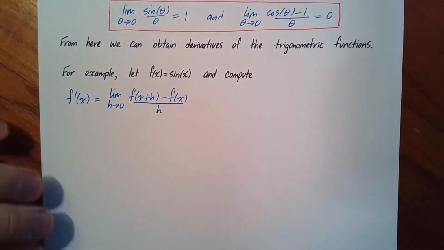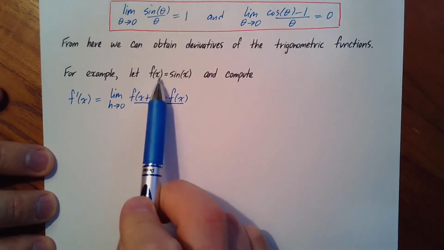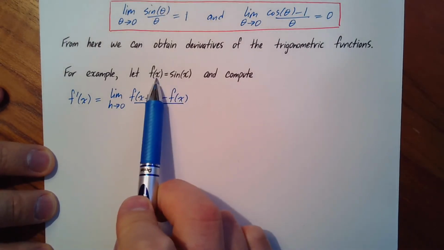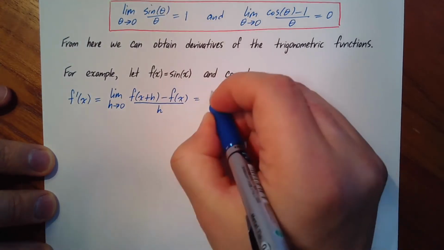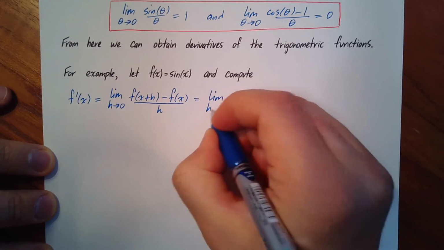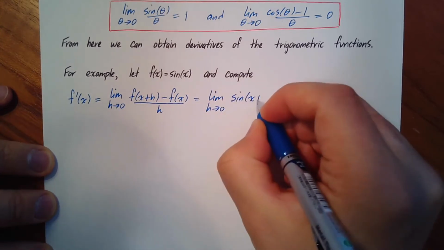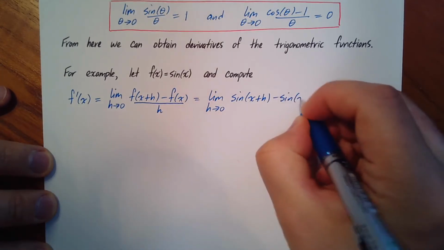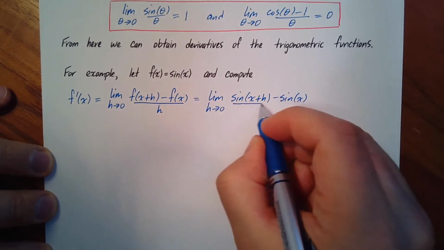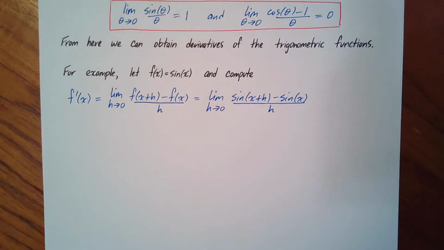And then the very next step is pretty much always going to be just replace the function f with what it actually does, which is if you plug in a number to the function f, it returns the sine of that value. So let's apply that here. So this is really the limit as h goes to 0 of sine of x plus h minus sine of x all over h. All right, so that's the first step.